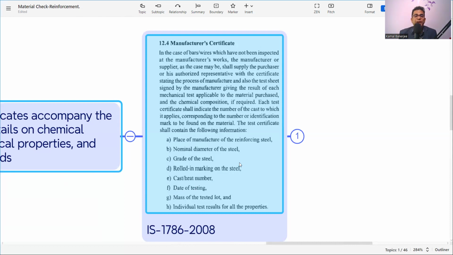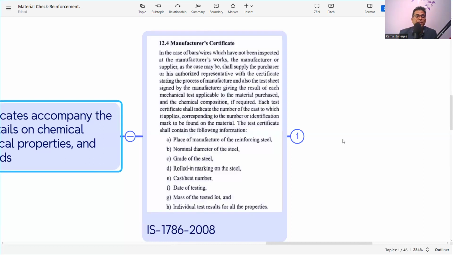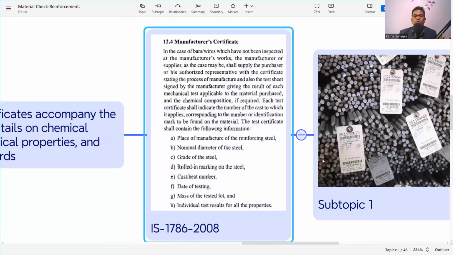Then the date of testing, mass of the tested lot, and individual test results for all the properties. These are the things we need to verify, because it is mentioned in IS 1786 as a code requirement. Whether this is followed or not, that also we need to check.